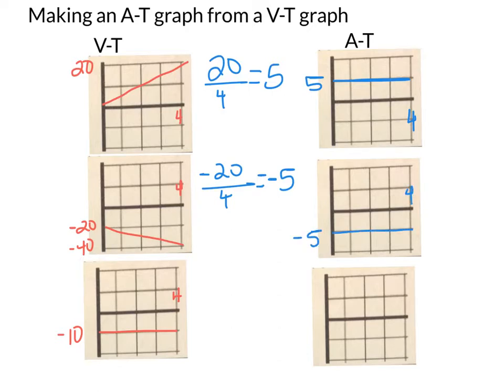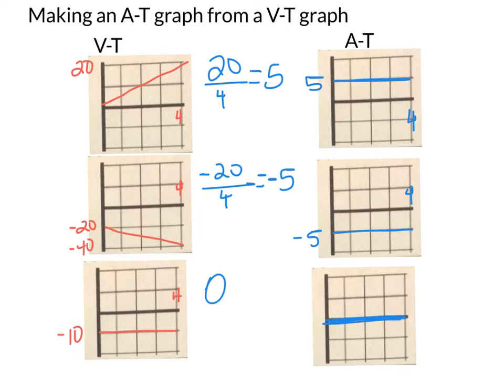Alright. Then you could also have a horizontal line, which is always going to have a slope of 0 because your rise is 0 and your run is however many seconds it's going to be. So in that case, you're going to put a horizontal line at 0. So you don't even have to bother calculating the slope. If you just see a horizontal line, you know you're going to have a horizontal line at 0.